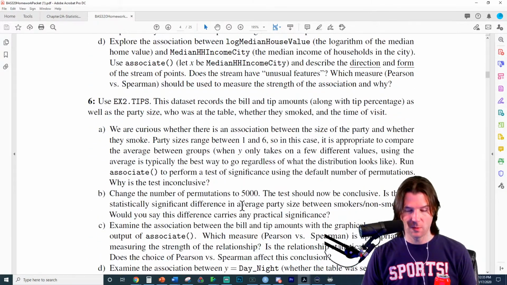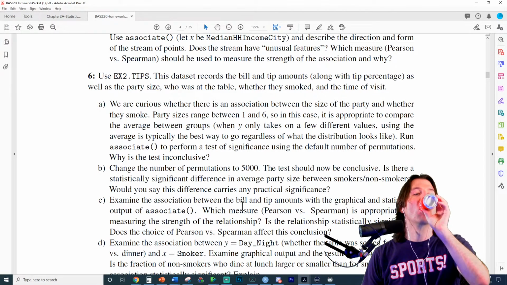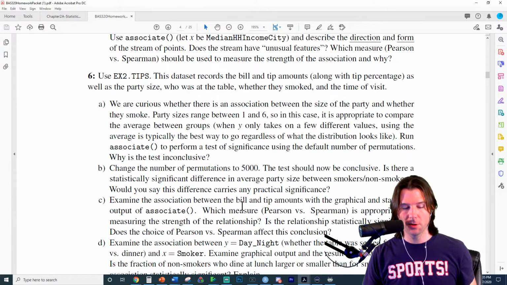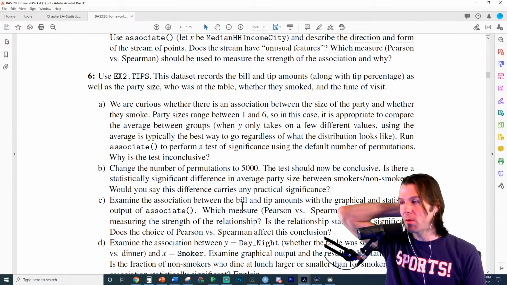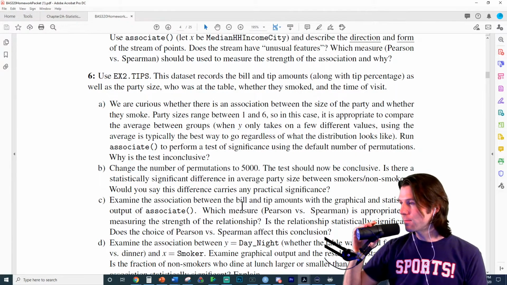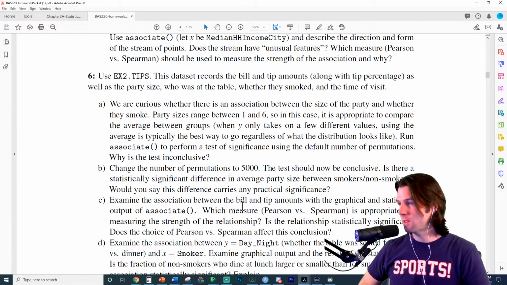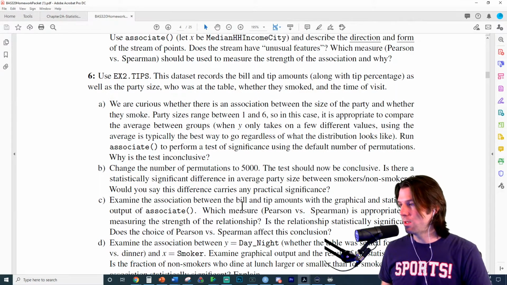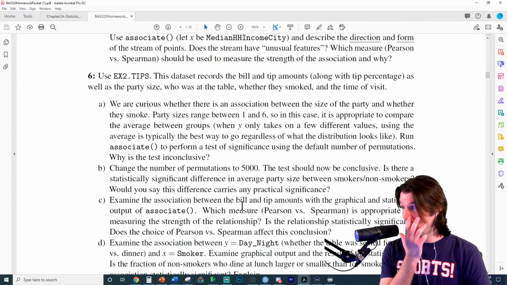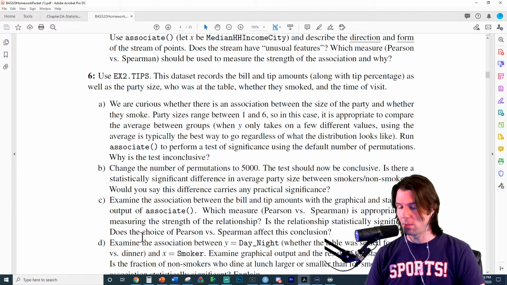So I think we're on this one. Okay, we got it right here. We are curious whether there is an association between the size of the party and whether or not someone smokes. Party size ranges between 1 and 6. In this case, it's appropriate to compare the average between groups when y only takes on a few different values. Using the average is typically the best way to go regardless of what the distribution looks like, unless it's really skewed. Run associate to perform a test of significance using the default number of permutations. Why is the test inconclusive?